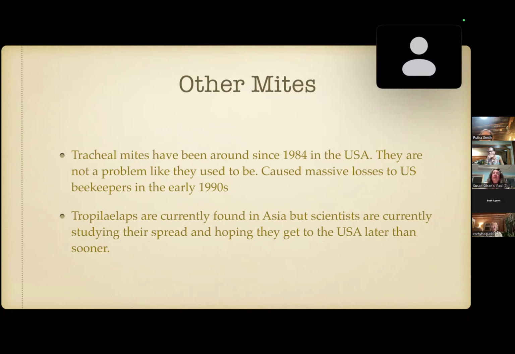You must understand mites, as in varroa destructor. There are other mites, though. There's something called tracheal mites. They were here in 1984. When they first came out, they were a massive problem. They destroyed hundreds of thousands of colonies in the United States, but they've kind of subsided. They're not a big deal anymore. There's a new mite called Tropilaelaps, currently found in Asia, that is moving this way. It has not yet been found in the United States, but the bee biologists that do all their research have their eyes on these Tropilaelaps because that's probably going to be our next problem coming down the road.